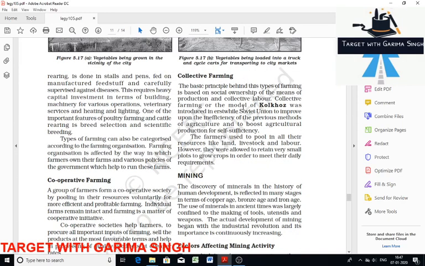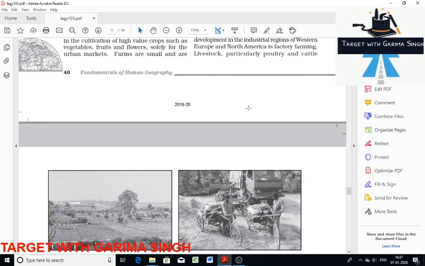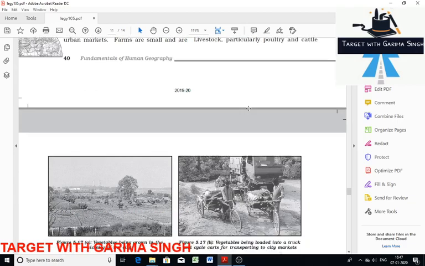Factory farming. Factory farming is also present in Northwest Europe. It consists of poultry farming and livestock. They are fed on factory feedstuff and carefully supervised against diseases. Heavy capital investment. Veterinary services, heating and lighting are provided. Breed selection, scientific breeding is important.